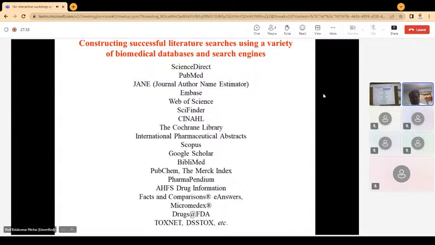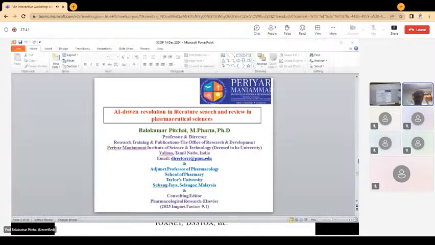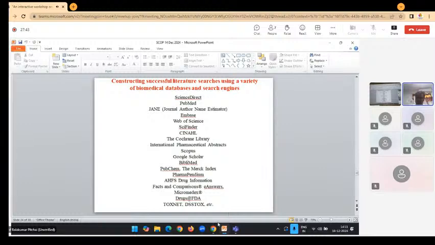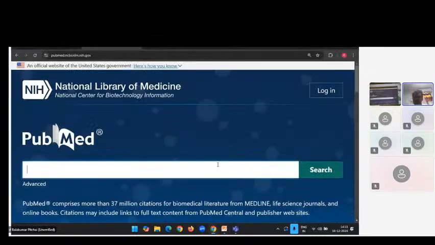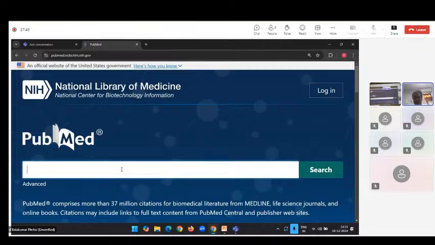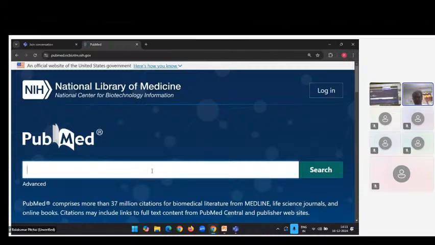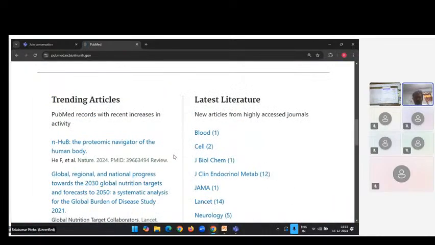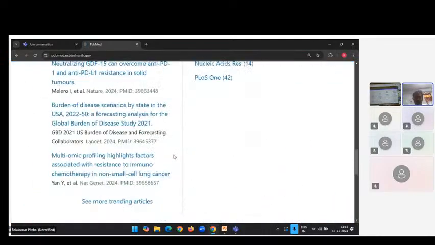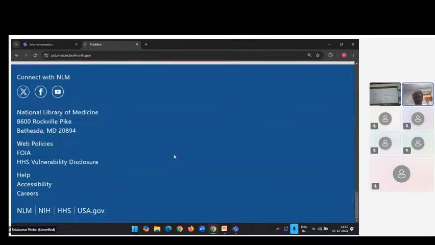Many people are pursuing clinical pharmacy, M Pharm and Pharm D, even B Pharm. So you know very well that PubMed is the premier search engine. All of you know this. This is the search engine box. You can enter it. I'm not going to talk anything about this. So just scroll down, scroll down.